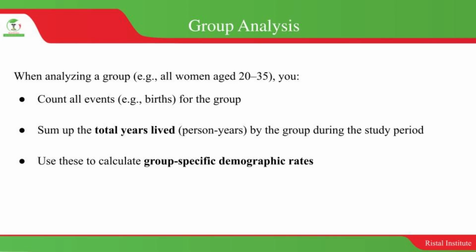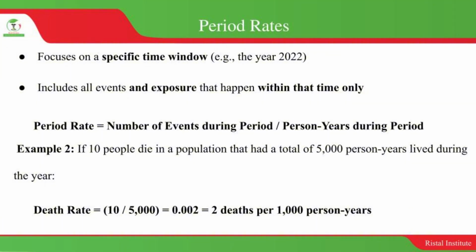Now, let's talk about period rates. A period rate focuses on a specific time window, like a calendar year, and counts all the events, births, deaths, etc., that occurred in that time, and all the person years contributed by people alive during that time. Even if someone lived only part of the year, we still count their partial contribution. If someone lived from April 1st to October 1st, that's 6 months or 0.5 person years.